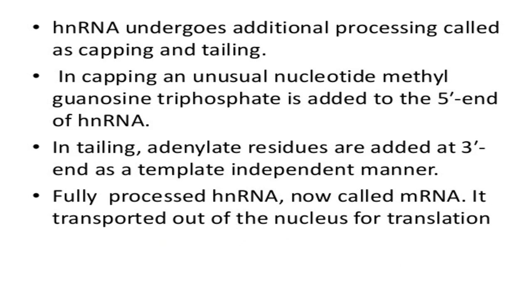hnRNA undergoes additional processing called capping and tailing. In capping, an unusual nucleotide, methyl guanosine triphosphate, is added to the 5' end of hnRNA. In tailing, adenylate residues are added at the 3' end in a template-independent manner. The fully processed hnRNA is now called mRNA. It is transported out of the nucleus for translation.